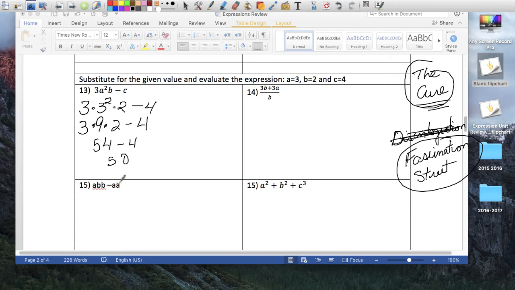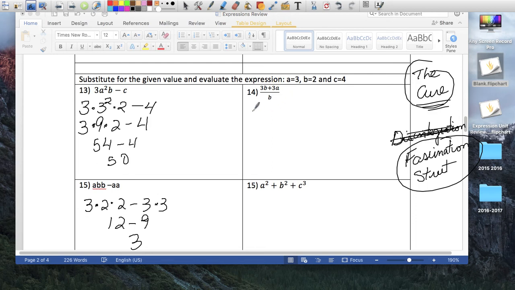ABB minus AA, so let's substitute. A is 3 times b, which is 2, times another b, which is another 2, minus AA. AA is 3 times 3. Let's multiply. 3 times 2 is 6. 6 times 2 is 12. Minus 3 times 3, which is 9. And the final answer is 3.